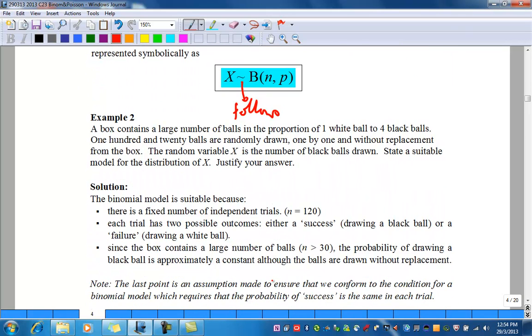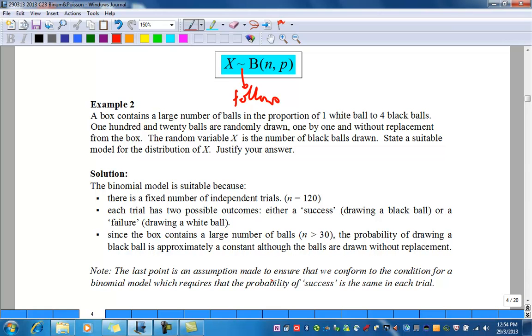Example 2. A box contains a large number of balls in a proportion of 1 white ball to 4 black balls. 120 balls are randomly drawn one by one and without replacement from the box. The random variable X is the number of black balls drawn. State a suitable model for the distribution of X and justify your answer.